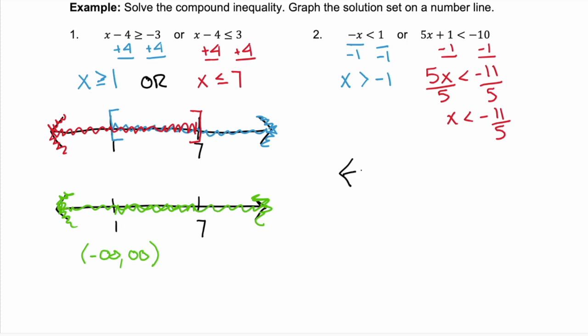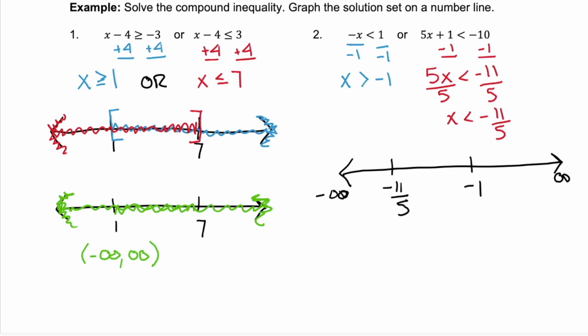Now I'll draw my number line, and the smallest number we have is negative 11/5, so that'll go on the far left, and the negative 1 is here on the right. Remember, we always go from smallest on the left to largest on the right because it goes from negative infinity to positive infinity.